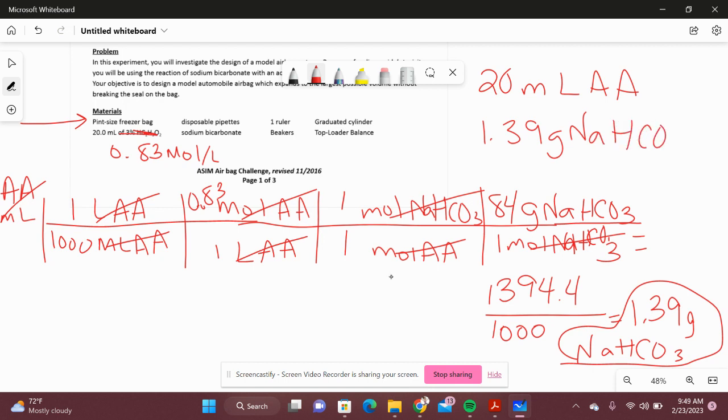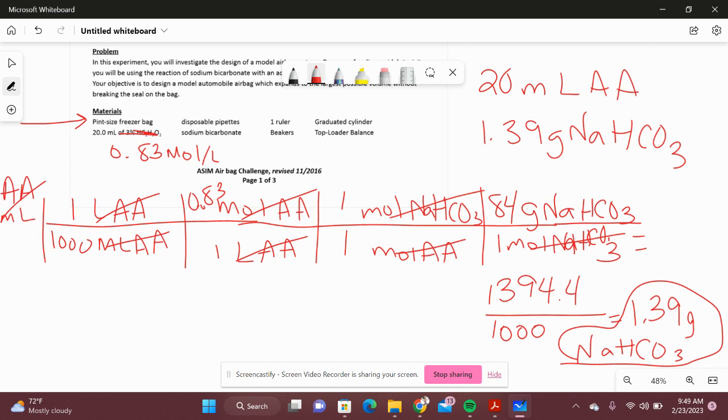So what you need to think about is, how am I going to get all this together to model a car airbag? Remember, a car airbag doesn't have anything you set off. You're not pushing a button. It just happens on impact. The impact of the crash sets off an electric spark, and then that electric spark sets off the chemical reaction.